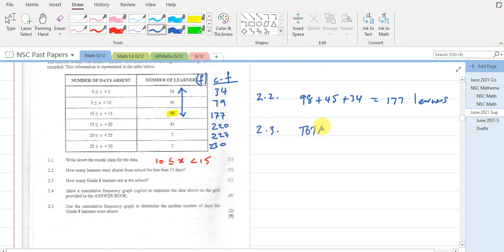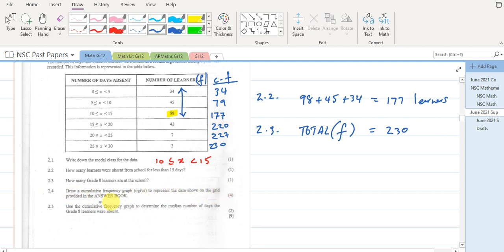How many grade 8 learners are at school? All these, right? How many grade 8 learners are at the school? Now, draw a cumulative frequency Ogive to represent the data above on the grid provided in the answer book. Well, I don't have a grid, but to draw the Ogive curve, question 2.4, right?